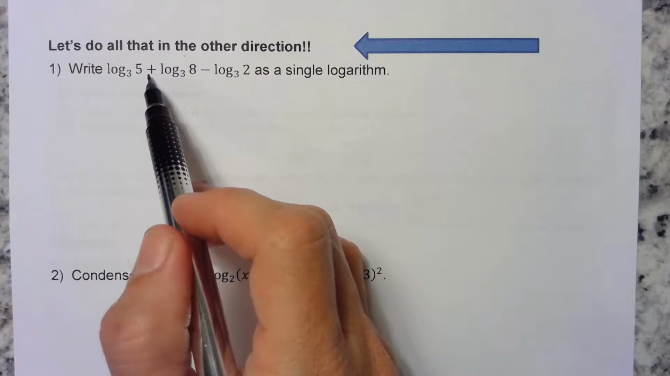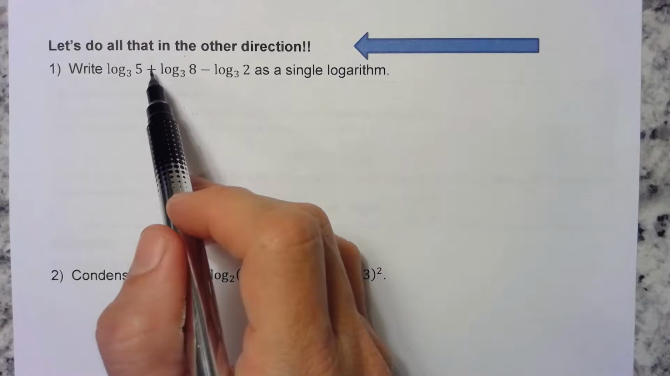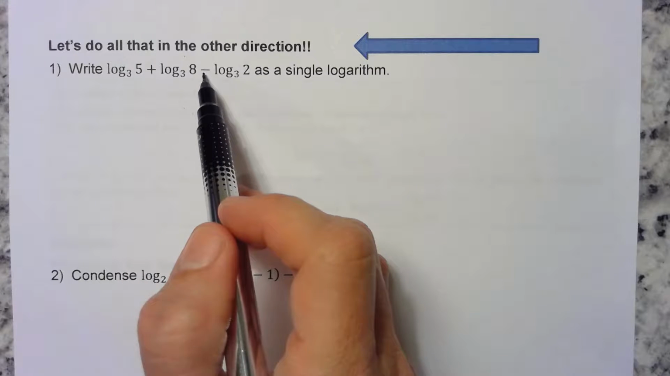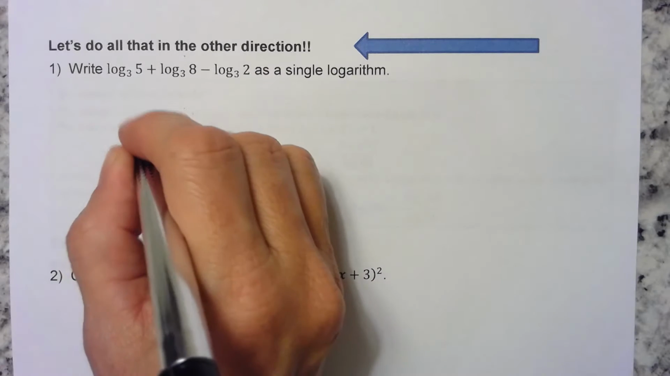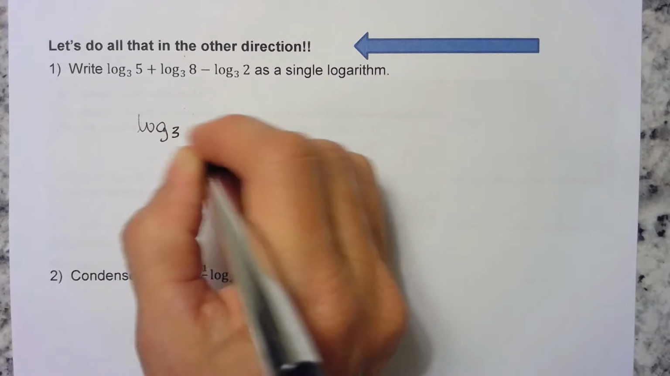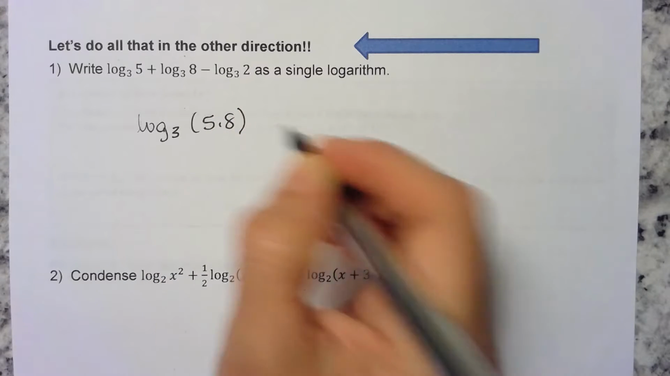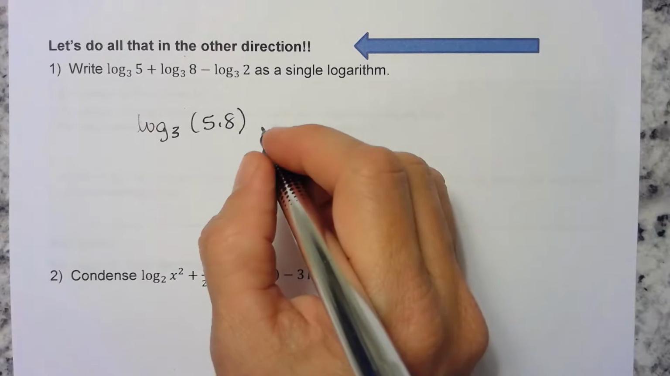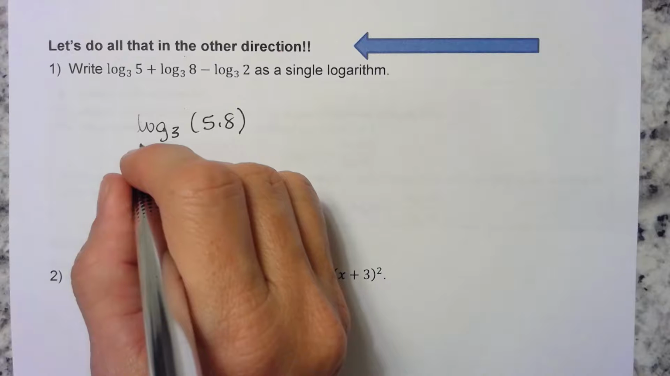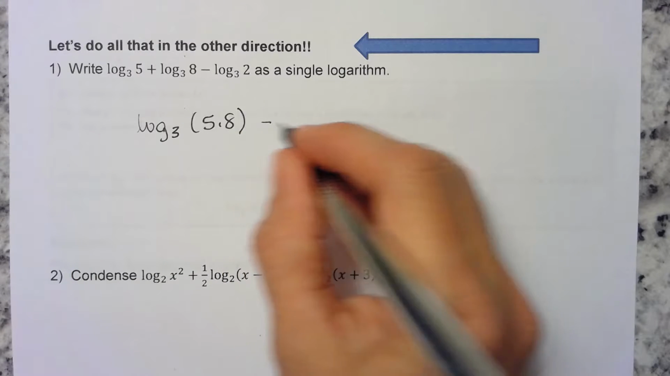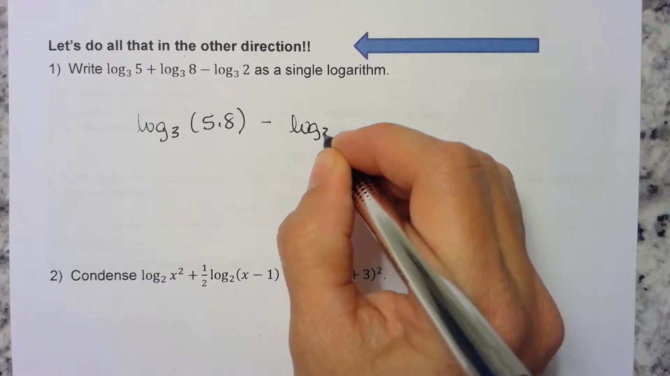I know that sounds weird. But when you see add, think multiply. And when you see subtract, you think divide. So we can write log base 3 of 5 times 8. If you want, you can go ahead and do, well, let's do it this way, minus log base 3 of 2.